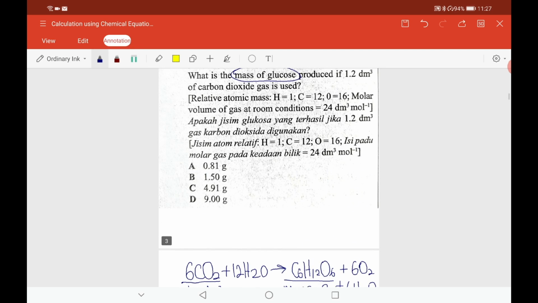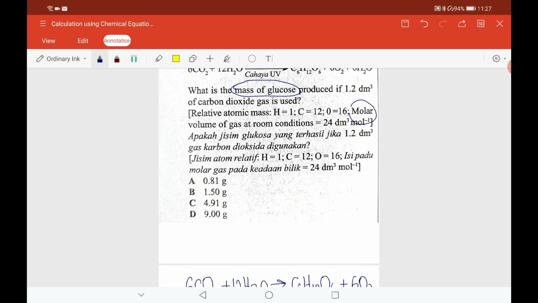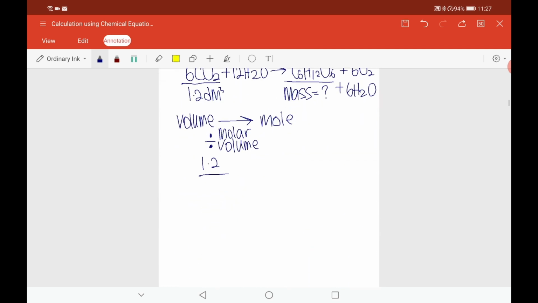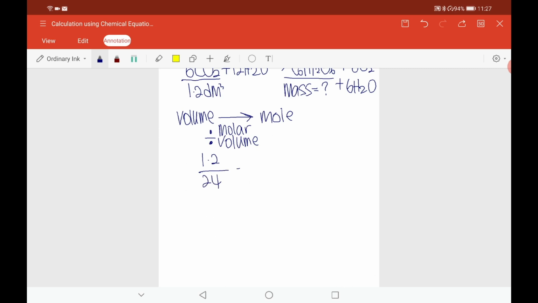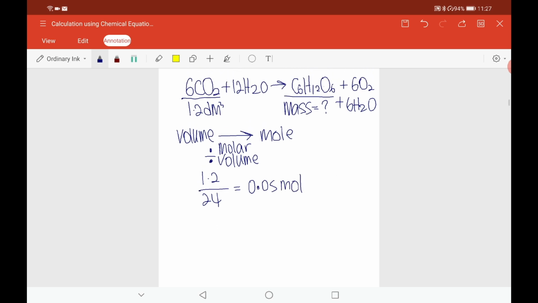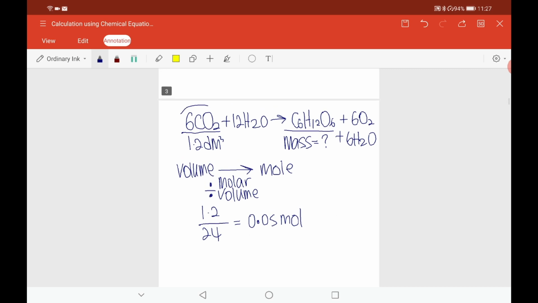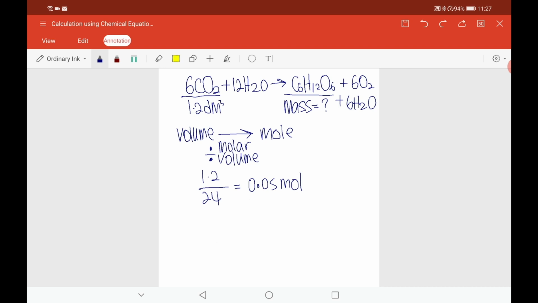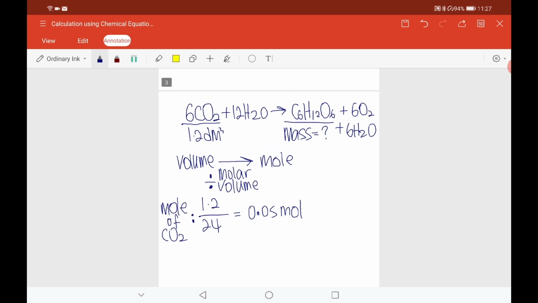So what is the molar volume here? The molar volume is 24. So we take 1.2 divided by 24, and you will get 0.05 mole. So this mole is referred to who? This mole is referred to carbon dioxide, because we have the volume for carbon dioxide. When we are given the volume of carbon dioxide, the mole we find refers to carbon dioxide as well. So now we know the mole of CO2 already.